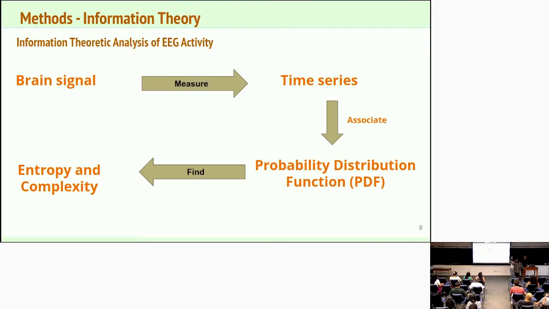So to get more signatures of experimental data and simulation data, we will use information theory. Basically, we take the signal, where we have a measure that gives a time series, and we associate to the time series a PDF. After that, we can find the entropy and the complexity. The entropy and complexity will be used to try to characterize different states of the brain signal.